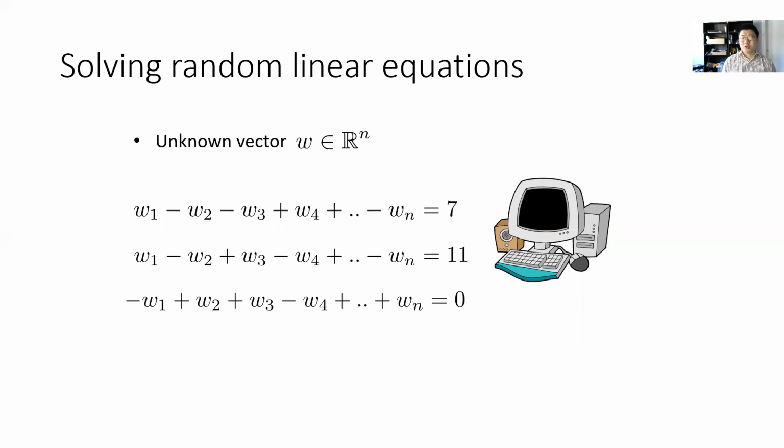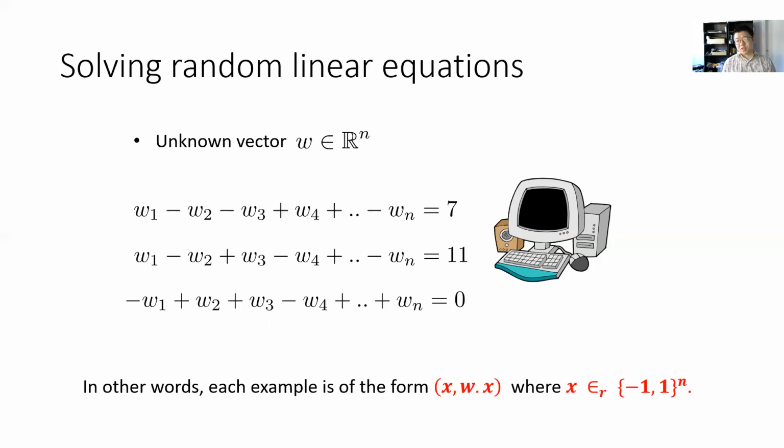In this talk, we reformulate it as a learning problem. If we write down the plus 1 and minus 1 coefficients in every equation as a vector x, the number on the right-hand side of that equation is just the dot product between the hidden vector w and the coefficient vector x. In other words, each equation is a sample of the form (x, w·x), where x is a random plus-minus 1 vector. For convenience, in this talk, we call w·x the label of x.